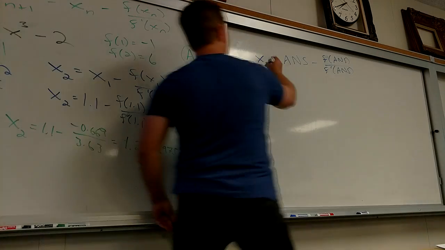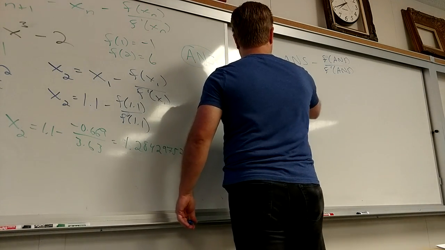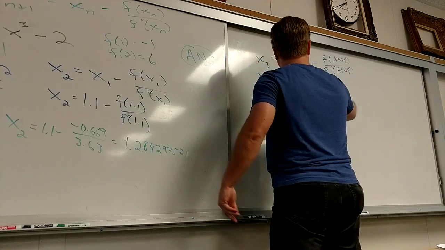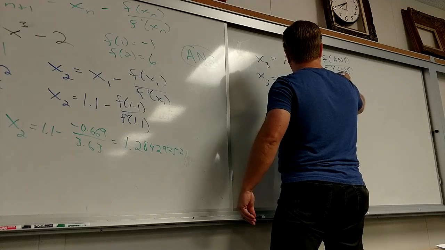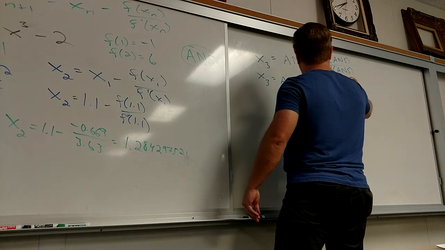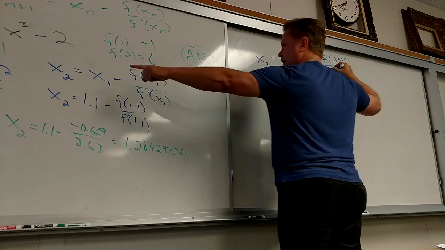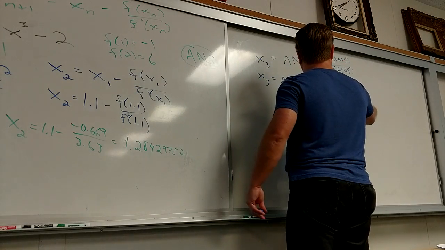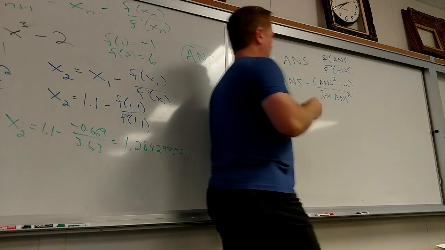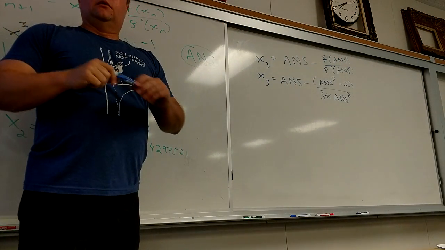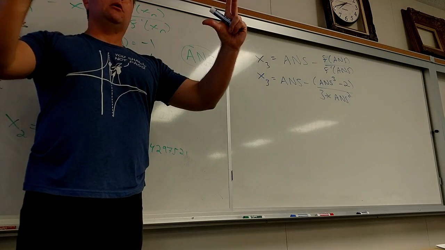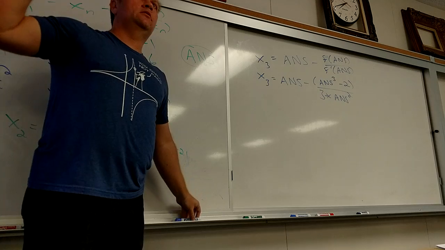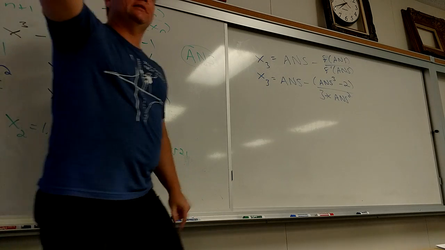So what's it going to specifically look like then? Answer minus f of answer, that would be answer cubed minus 2. F prime of answer would be 3 times answer squared. That captures the model of Newton's method for this function. So let's see how this plays out.